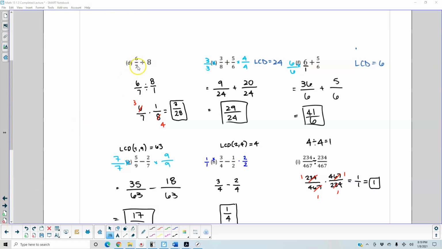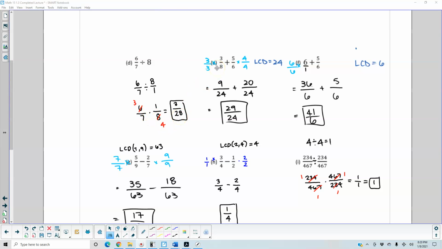Example D, 6 over 7 divided by 8. Well, 8 can be written as 8 over 1. And since we're dividing, we're going to change this division to multiplication and write this as 1 over 8. So we have 6 over 7 times 1 over 8. And then we can simplify. So 2 can go into 6 3 times. 2 can go into 8 4 times. So 3 times 1 is 3. And 7 times 4 is 28.